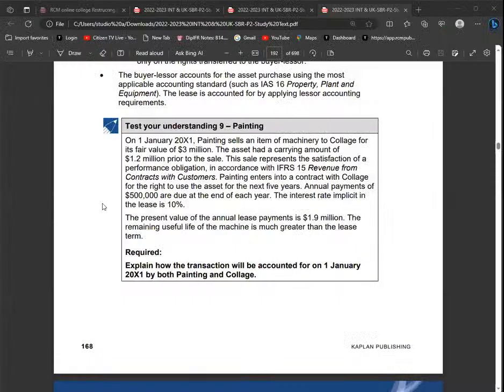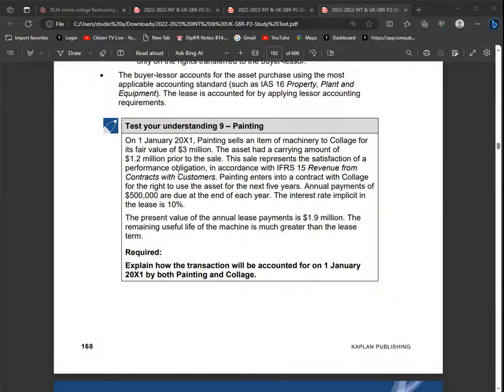So we are told here that on 1st January 2021, Painting sells an item of machinery to College for its fair value of 3 million. The asset had a carrying amount of 1.2 million prior to the sale. So I can see I made some normal profit there of 1.8, 3 minus 1.2. This sale represents the satisfaction of a performance obligation in accordance with IFRS 15, revenue from contracts with customers.